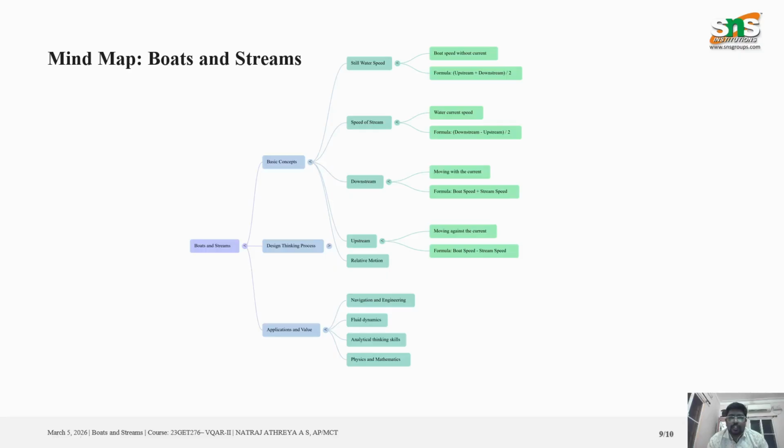We are looking at still water speed, boat speed without current. The formula for still water speed is upstream plus downstream divided by 2. Speed of stream is the water current speed. The formula for speed of stream is downstream minus upstream divided by 2. Downstream is nothing but moving along with the current, so the boat speed adds to it. If it is upstream, you are going against the current, so naturally it is boat speed minus the stream speed.